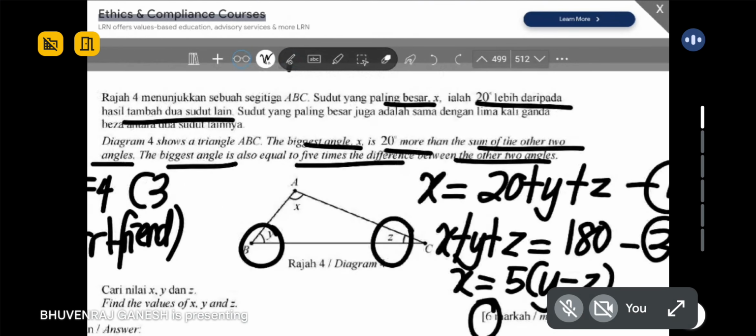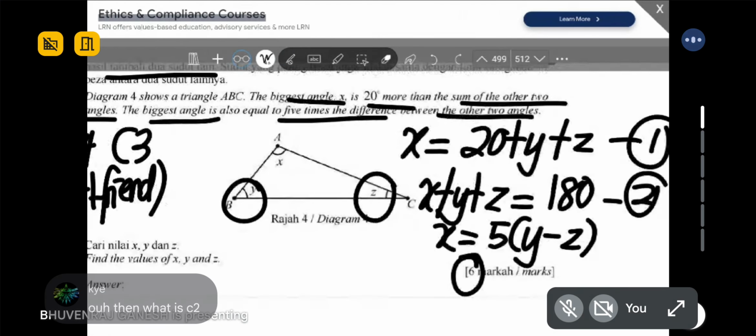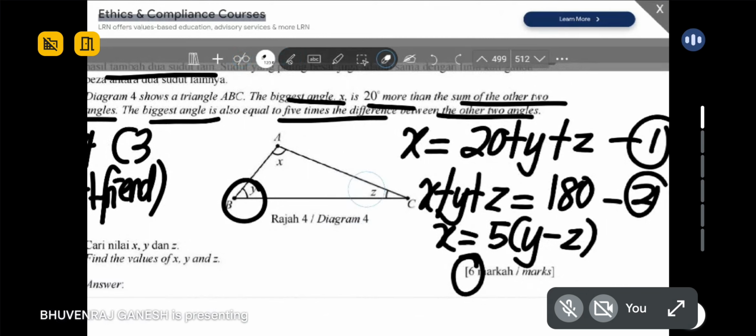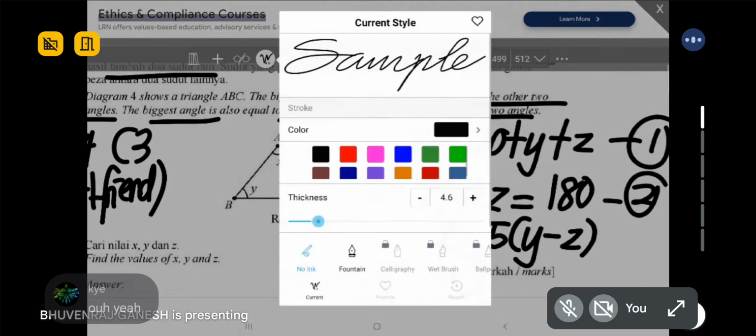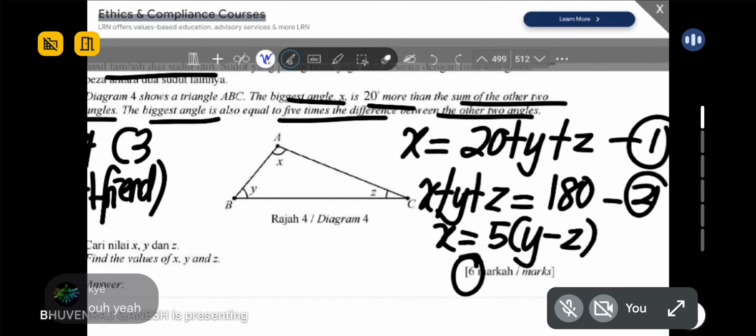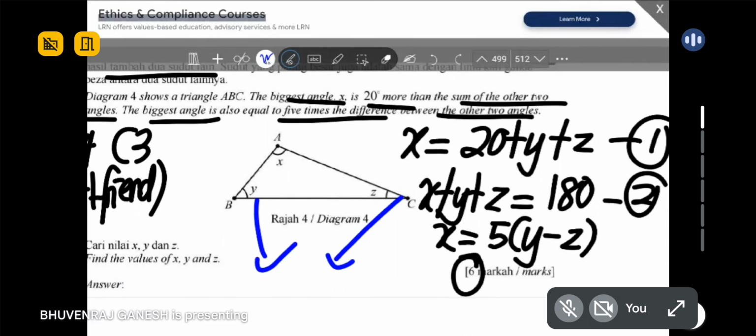Okay, so now I want to ask a question here. What is chapter 2? Chapter 2 is quadratic equations. Totally different. No relation. Okay. All right. So now guys, y and z. How do you know which angle is bigger, guys? May I know? Macam mana kamu tahu antara y dan z mana yang lebih besar?